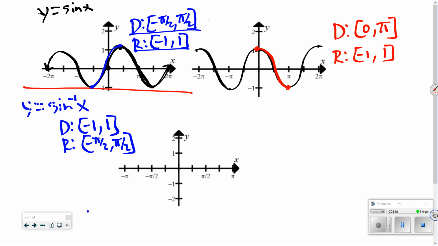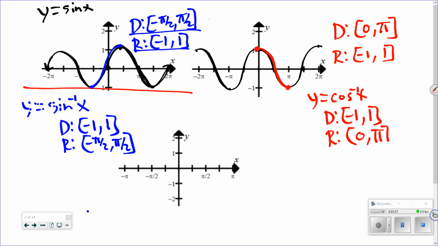When I do the inverse cosine function, I'm going to switch those around. So the domain of it would be from -1 to 1. And the range, my answer I get back out, is going to be between 0 and pi.